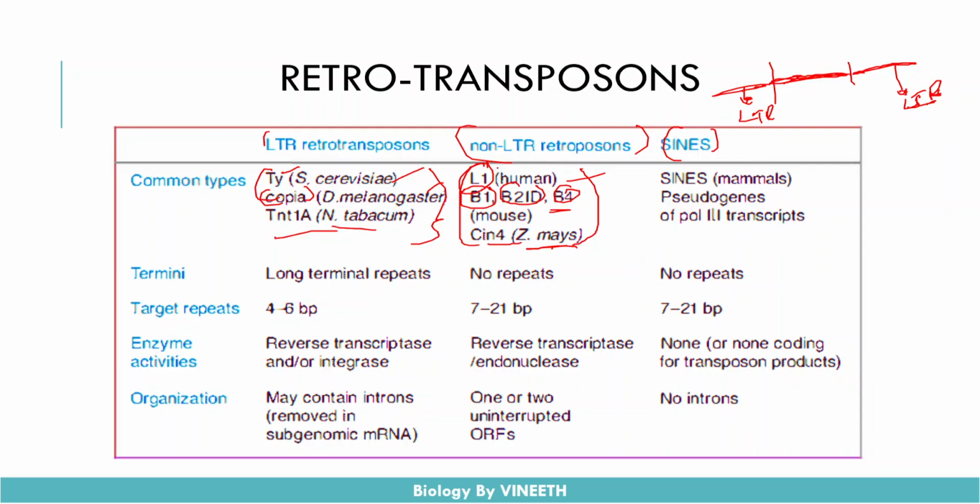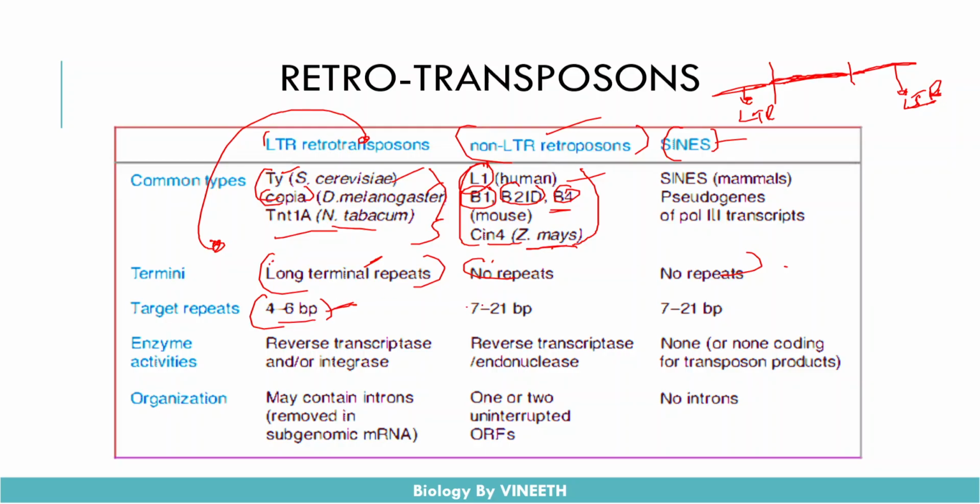Okay, and if you look at the termini or the ends of these transposons, long terminal repeats are present in the LTR retrotransposons. No repeats are present in the non-LTR SINEs. And the target repeats should be around 4 to 6 base pairs in length. If the retrotransposon wants to get into a different location on the chromosome, that location should contain a 4 to 6 base pair target repeat. So this 4 to 6 base pair repeat will allow the retrotransposon to get into that location.